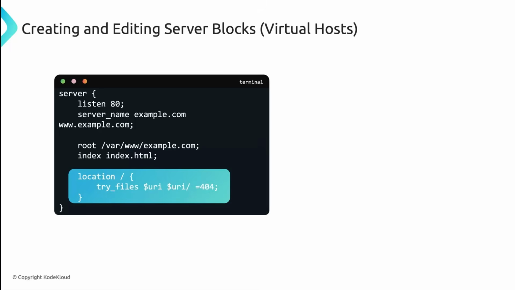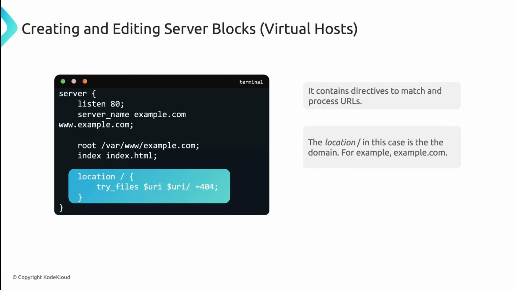And then we have this location block, and the / here represents the landing page. It's often called the root of the domain. In this example, it's example.com, right? So when you're landing on example.com, that's what that location block is doing. That location / directive, that's essentially what it means. It's when you land on example.com.